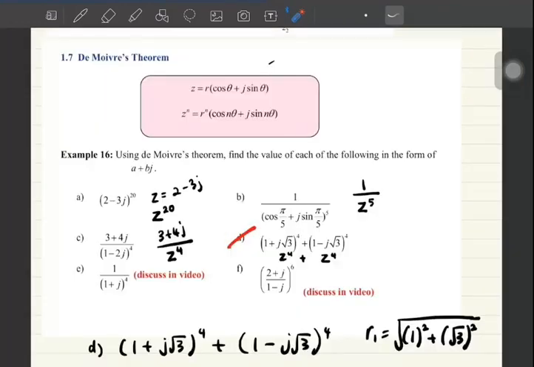Okay, kalau untuk B ni, okay, perlu tak theta ni you tukarkan dalam bentuk degree? Perlu tak angle awak ni you tukarkan dalam bentuk degree? Sekarang ni angle awak diberi dalam bentuk radian, which is 1 over 5 pi. Soalan saya, perlu ke you tukar this angle in degree before you use DMT untuk cari Z kuasa 5?